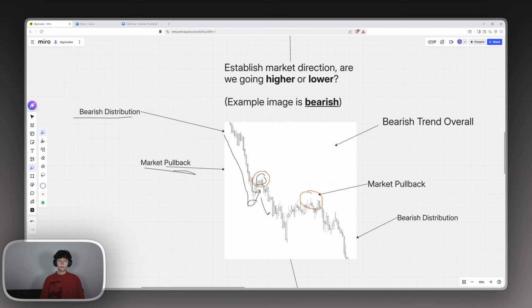So we pull back, and then we continue this original bearish distribution, and then we're going to go higher again for a market pullback, and then get further bearish distribution. Now, the reason distributions in general need pullbacks is because the market can't go one direction forever. The market can't just go up and up and up.